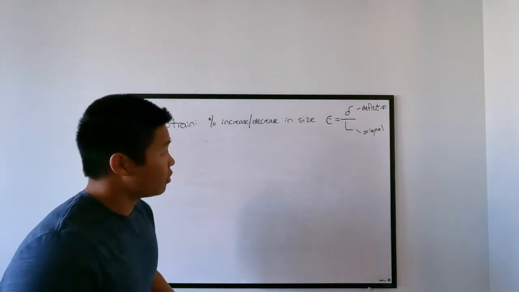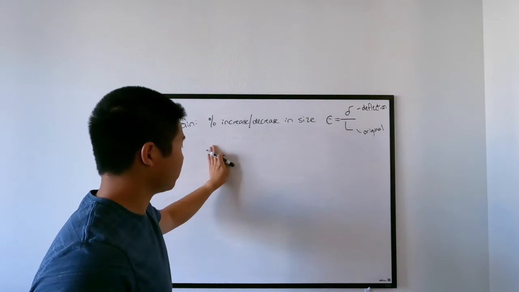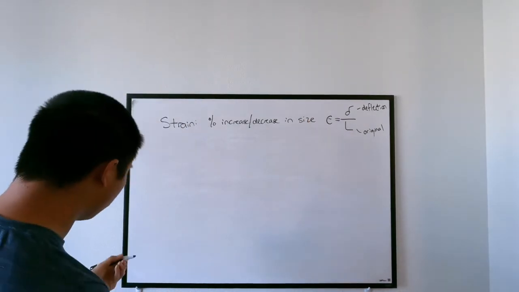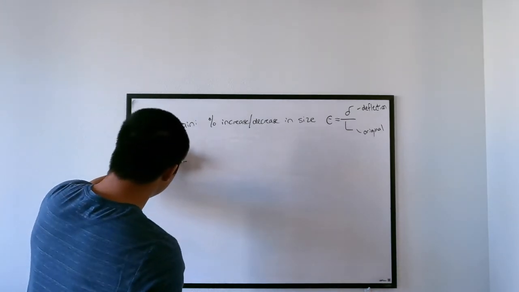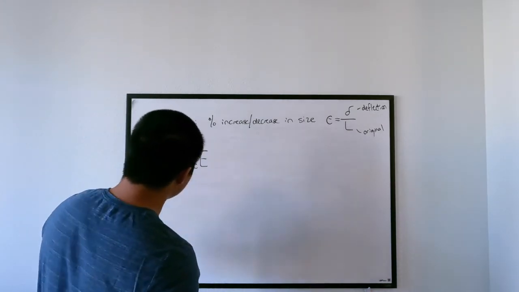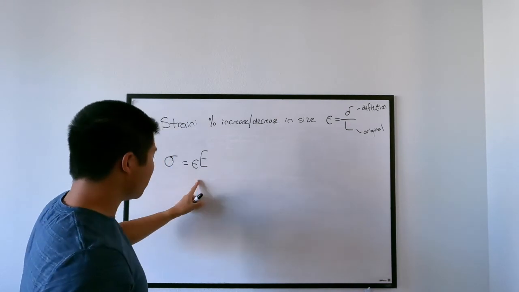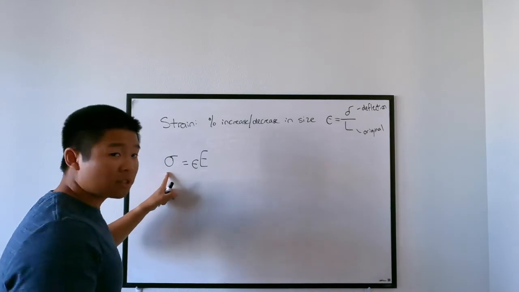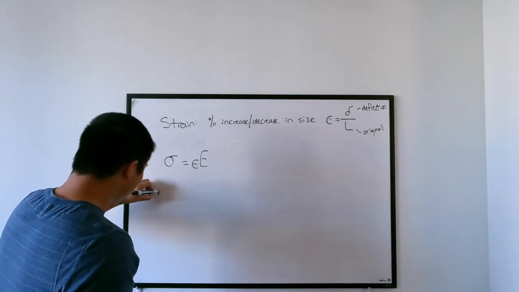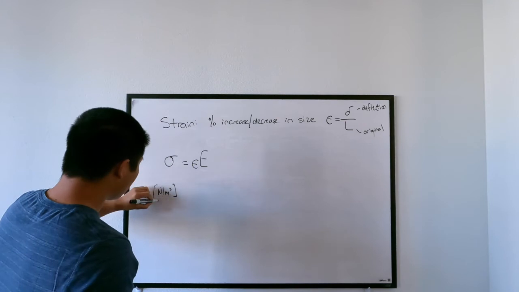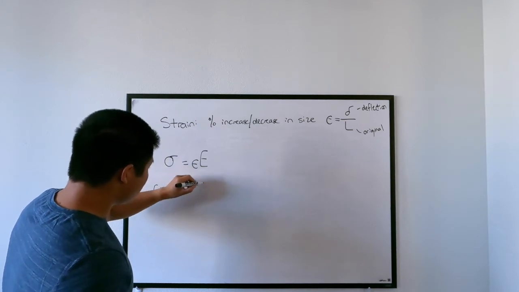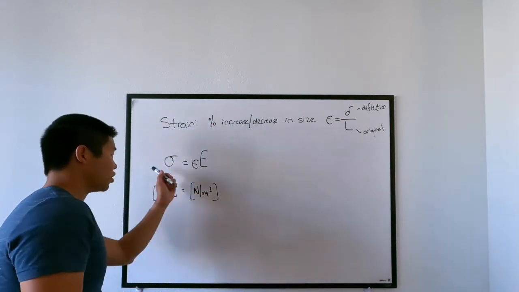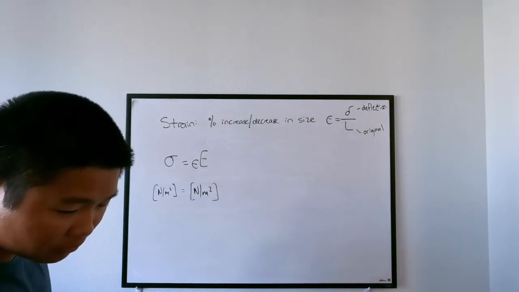So we have the strain equation as epsilon equals delta over L. Then the other equation is sigma equals epsilon times E, with E being Young's modulus and epsilon being the strain, which makes sense, right? The units for sigma are stress, which is newtons per meter squared. Epsilon is unitless, and E is newtons per meter squared. So this equation makes a good deal of sense here.